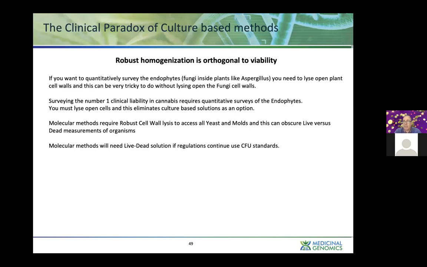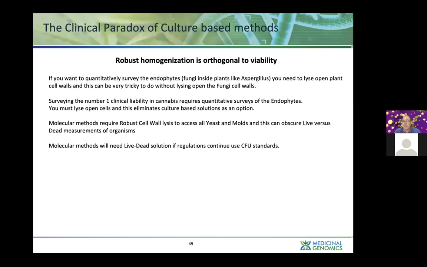So the best thing we believe is just lyse that all open and measure the DNA, and you're going to get the best proxy for what's going on. The number one clinical liability in cannabis is Aspergillus. Without a doubt, if you comb through the clinical literature, most of the aspergillosis that's going on and any clinical death, it's not THC content, it's not mycotoxins, it's not heavy metals. It is people that are getting aspergillosis, usually immunocompromised, and this is an endophyte.